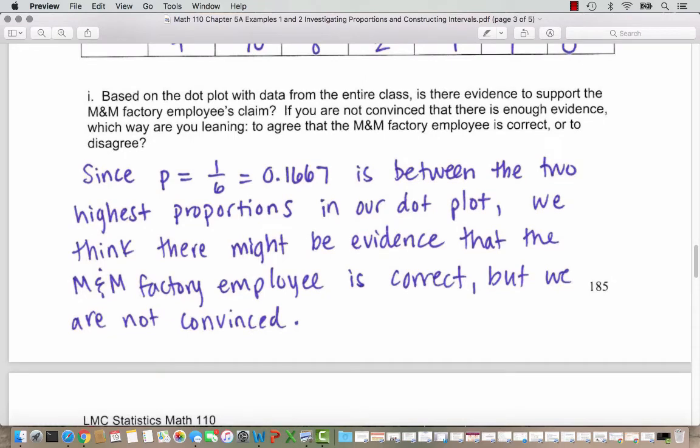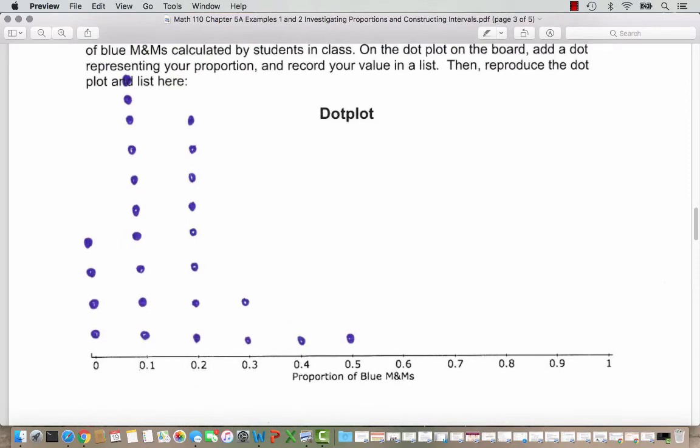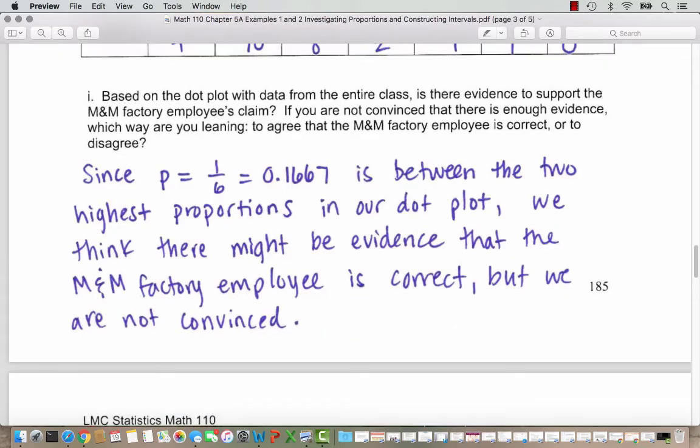Based on the dot plot, with data from the entire class, is there evidence to support the M&M factory employee's claim? If you are not convinced that there is enough evidence, which way are you leaning? To agree with the M&M factory employee that they are correct, or to disagree? So since our proportion, p equals 1 out of 6, or 0.1667, is between the two highest proportions in our dot plot, so between 0.1 and 0.2, if we imagine where that 1 out of 6 would be, it'd be right between those two peaks. We think there might be evidence that the M&M factory employee is correct, but we are not convinced.